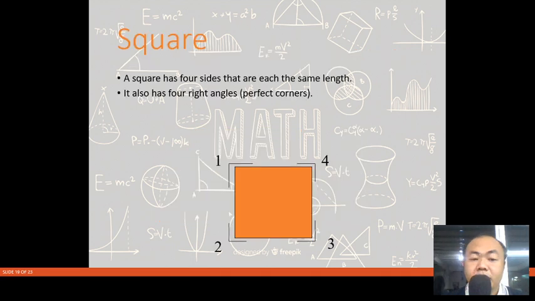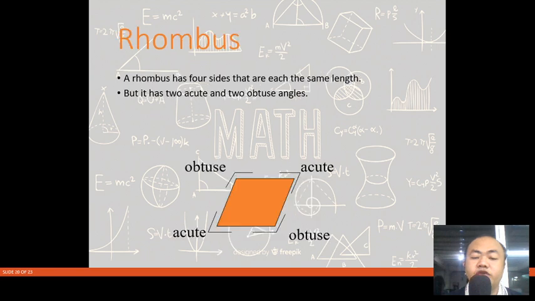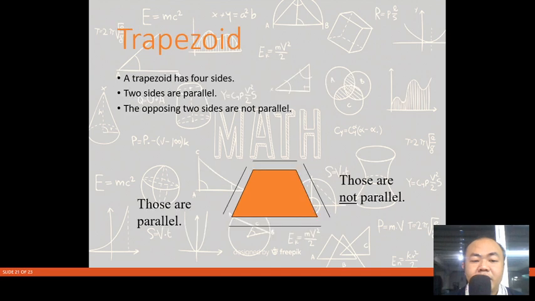Square, a square has 4 sides that each have the same length. It also has 4 right angles. Rhombus, you have 2 obtuse and you have 2 acute. Trapezoid, a trapezoid has 4 sides, 2 sides are parallel. The other 2 sides are not parallel.